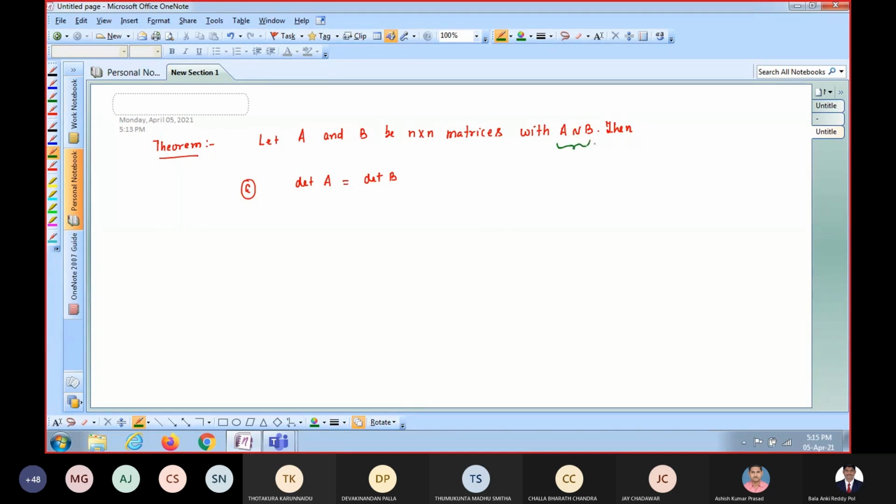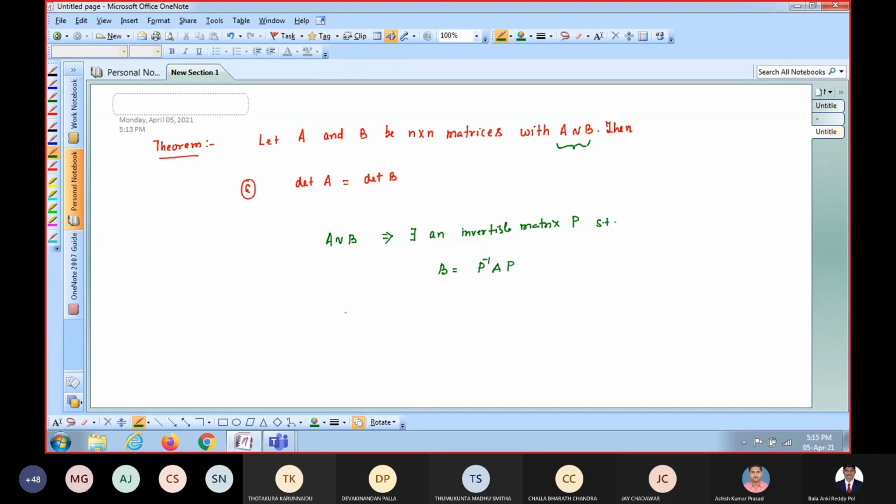A is similar to B. It is given that A is similar to B. This means, by definition, there exists an invertible matrix, call it P, such that B is equal to P inverse A P.